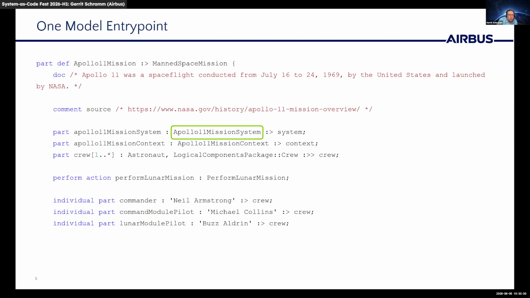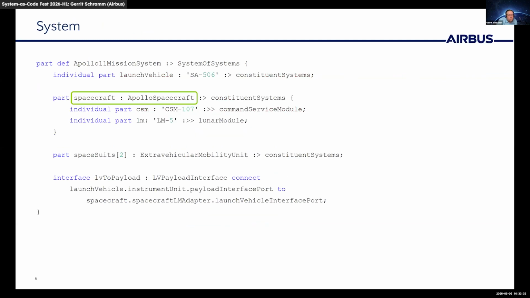But what actually is the Apollo 11 mission system? We can have a look at this as well. It is a system of systems, as you see on top, and it consists of an individual, the SA506, the actual serial number of the launch vehicle that flew the mission. You also find a spacecraft, an Apollo spacecraft, which itself is a constituent system consisting of the command service module 107 and the lunar module 5. So you'll find all the individuals, not exclusively of the Apollo 11 mission, but of all missions within the Apollo program.